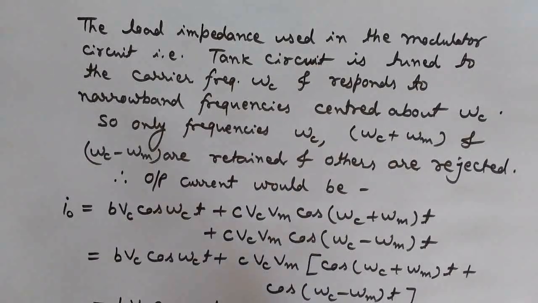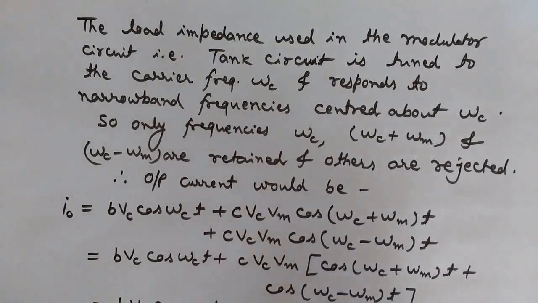You can notice that in this large expression we had 6 terms. Out of these we want to retain only 3 terms for the AM modulated wave. These are the carrier wave and the upper and lower sidebands. So we will retain these frequencies only.